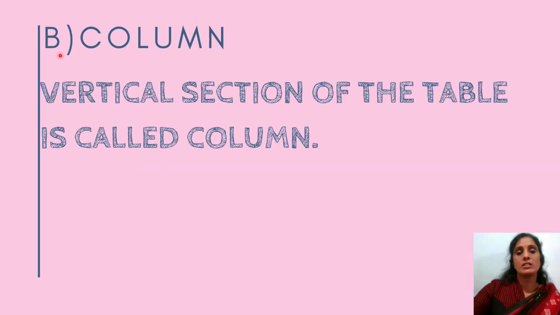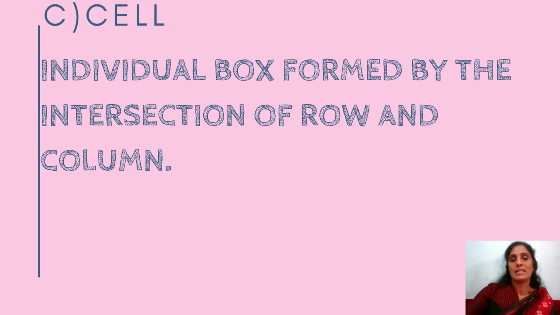Next is column. Vertical section of the table is called column. Vertical section means from top to bottom like this. This is column. Cell. Individual box formed by the intersection of row and column.